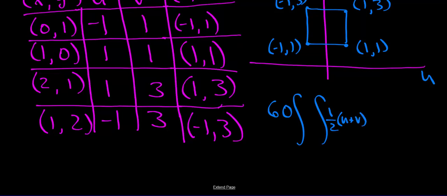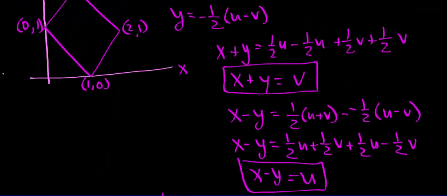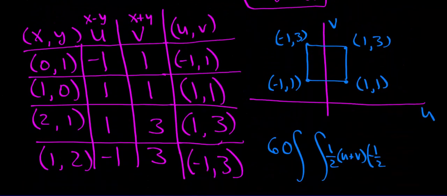Y is negative 1/2 u minus v. See, instead of 60xy, there's what I have. Now, I can do my bounds of integration. It really doesn't matter which one you choose first. I think I'll just do dx. dx over here is going to go from negative 1 to 1, and dy is going to go from 1 to 3. See, just set my integration that way.